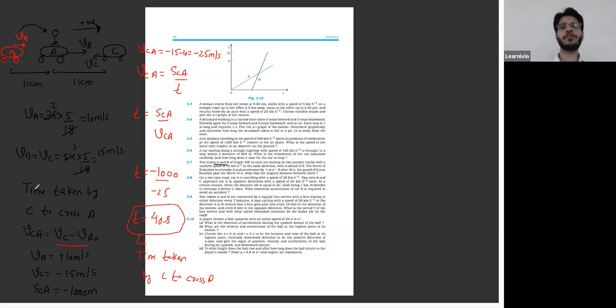I'm not considering acceleration of C and A because it's not given. The accelerations are not given. There is no information about the acceleration. So that means accelerations are 0. Is it clear up to this point? Yes, sir.